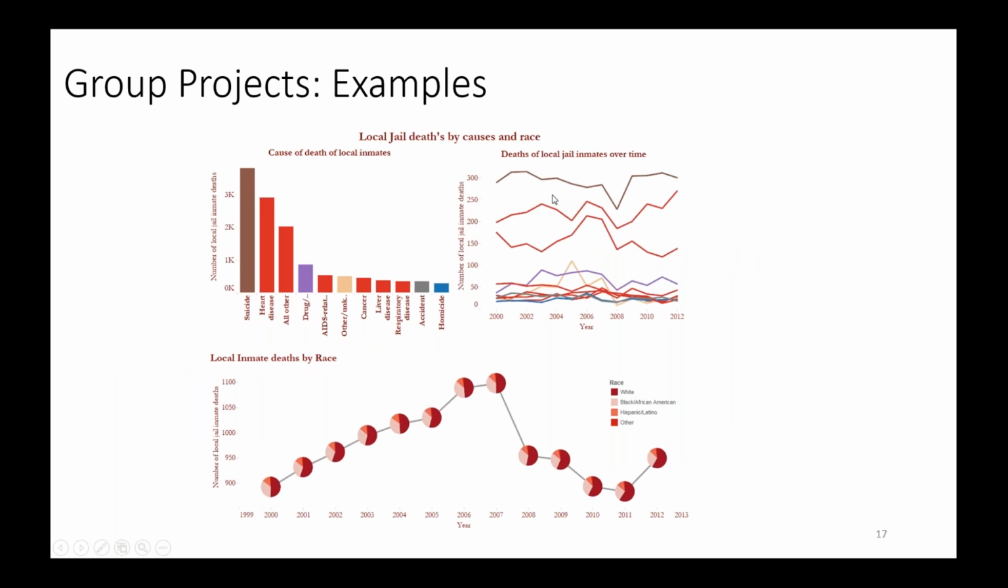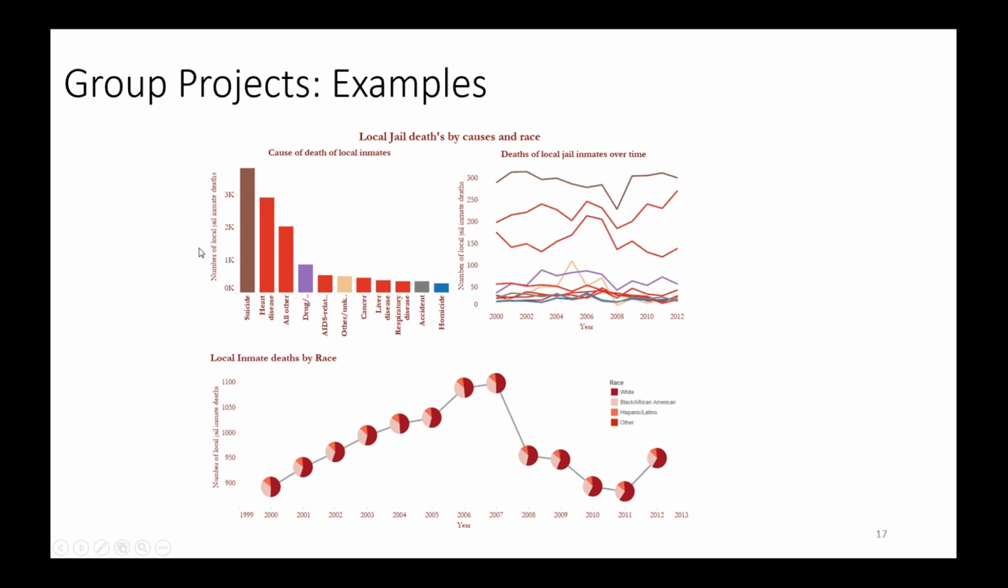This is just one dashboard that one of the groups created. They looked at, okay, what are the highest causes of deaths of the local inmates? This is for local jails. How do those deaths change over time? And then how do those deaths vary across years by race?